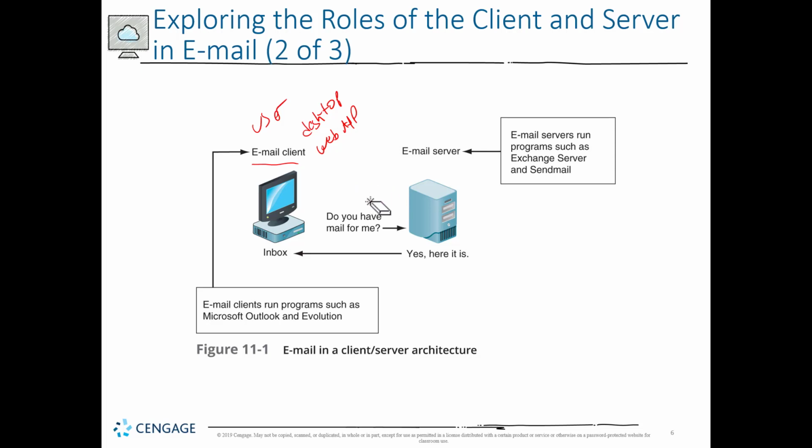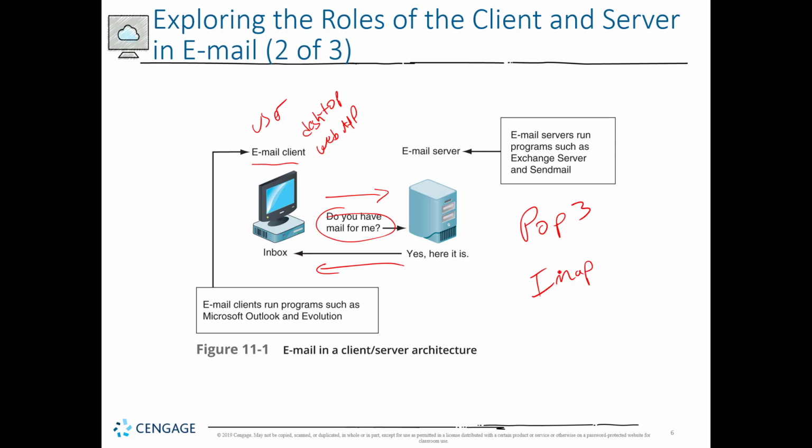To receive an email, again, the user will open up their desktop or web app application. It will reach out and ask, do you have an email for me? And if yes, it will download it. So we can download it one of two ways: POP3 or IMAP. There are distinct differences, and we're going to get into those a little bit later.